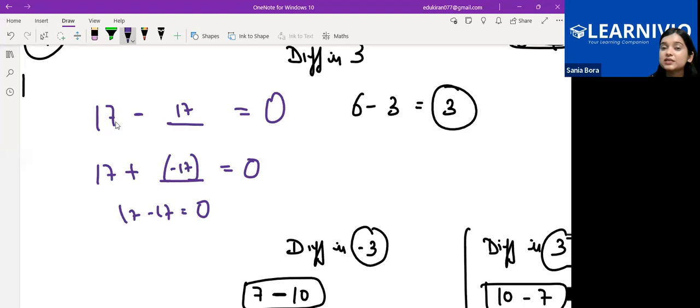Got it? According to the question, if they ask you 17 minus what gives 0, then of course 17. But if they ask what you will add, you will add -17, only then you will get 0. Right? Okay, ma'am.